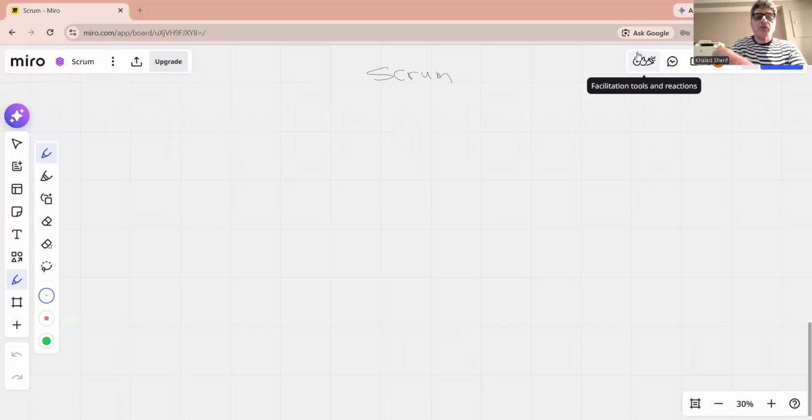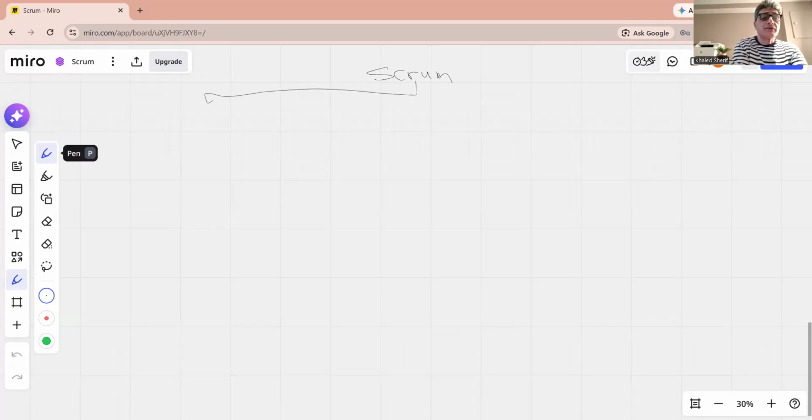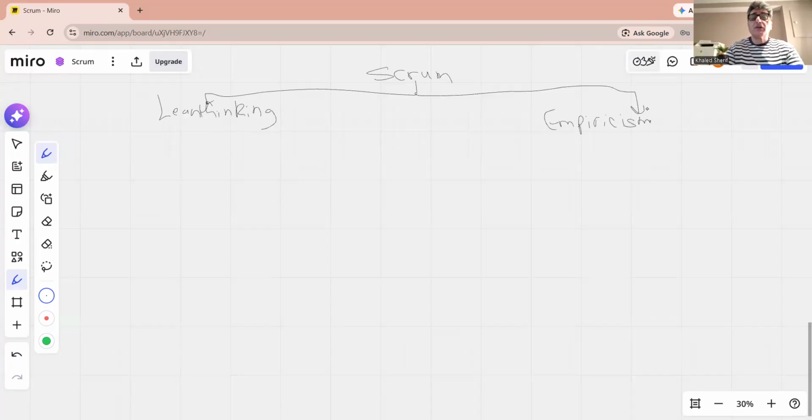Scrum is a lightweight framework. It is founded on two theories. The first theory is lean thinking, which focuses on eliminating waste in any process. The other theory is the theory of empiricism. The theory of empiricism states that knowledge comes from past experience and uses factual data to optimize predictability for the future.